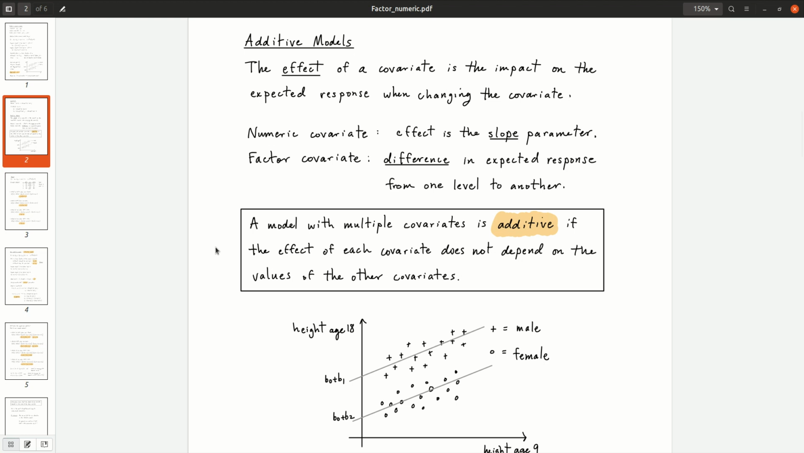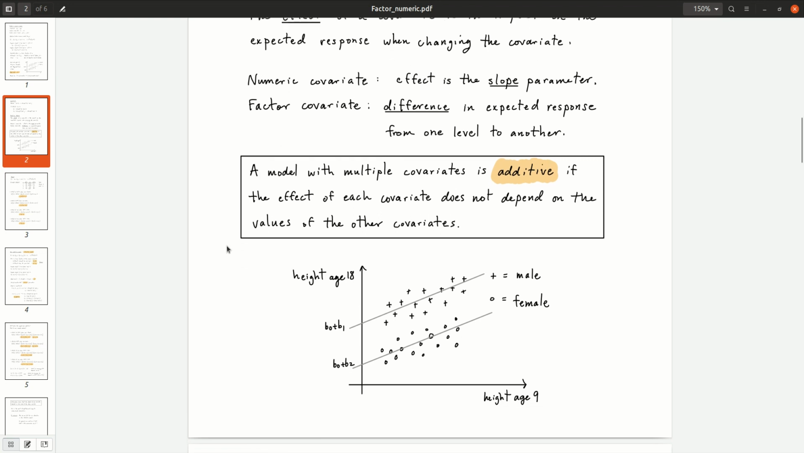Okay, now we're prepared to say what we mean by additive. And I put this in a box because this is very important. A model with multiple covariates is additive if the effect of each covariate does not depend on the values of the other covariates. So this is one of these phrases I want you to just kind of memorize, internalize, and it will make more and more sense the more examples you see. So a model with multiple covariates is additive if the effect of each covariate does not depend on the values of the other covariates. So here's a picture.